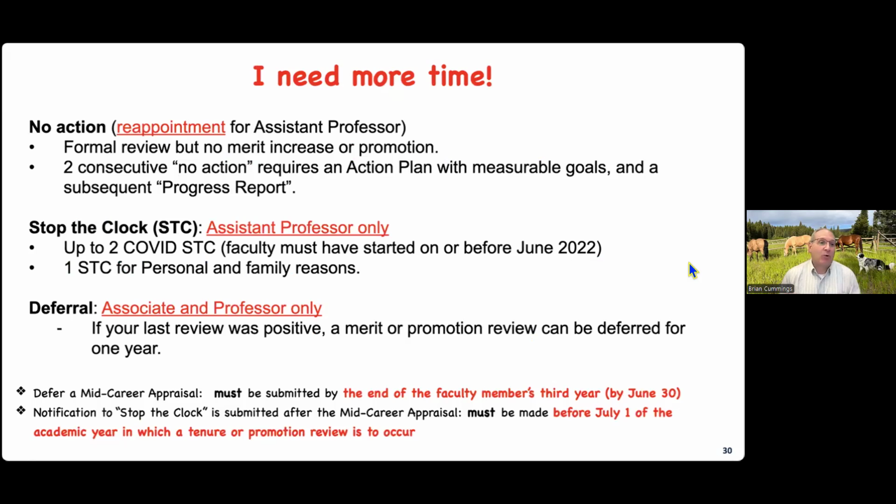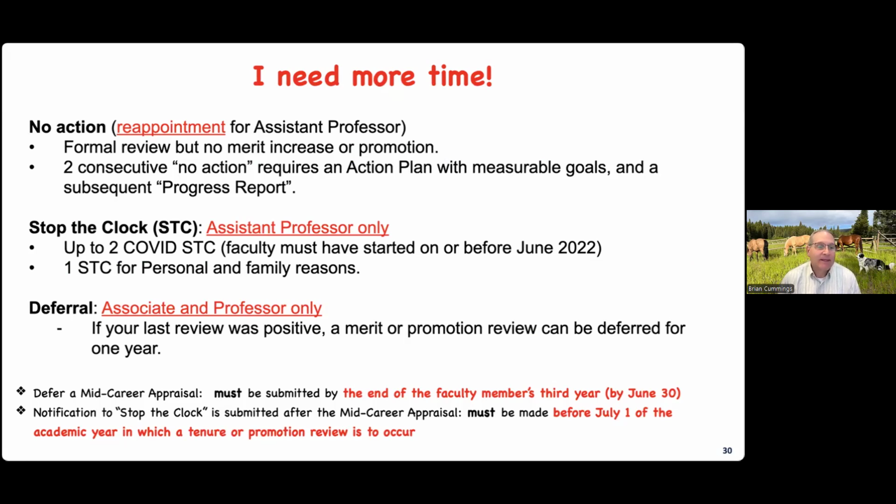So what if you need more time? You can ask for a reappointment at assistant professor level. You get a formal review, but no merit increase or promotion. But if you have 2 consecutive no actions, then you're going to have an action plan and subsequent progress reports to follow up.